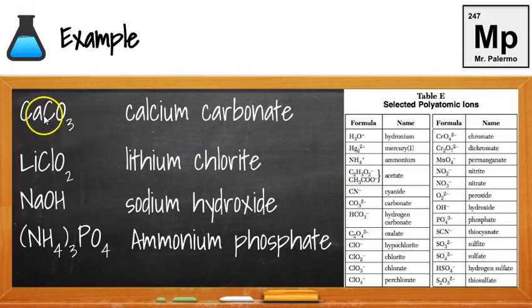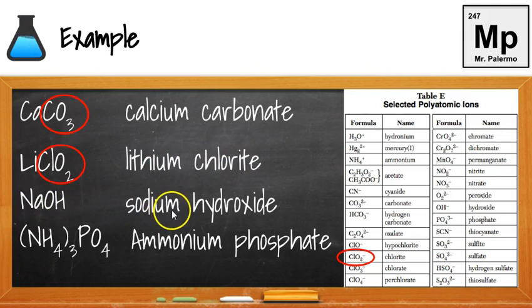CaCO3. First and foremost, I'll look at it and see that it has more than two capital letters, so it's not a binary compound, it's a tertiary compound. I'm going to name the first element, calcium, in its entirety, and then I locate CO3 on Table E, that's my polyatomic ion, and I write the name that's present there, and it says carbonate. This is calcium carbonate. The next one, Li, I write lithium, I locate ClO2 on the reference table, Table E, and I see that it says chlorite, so this is lithium chlorite.